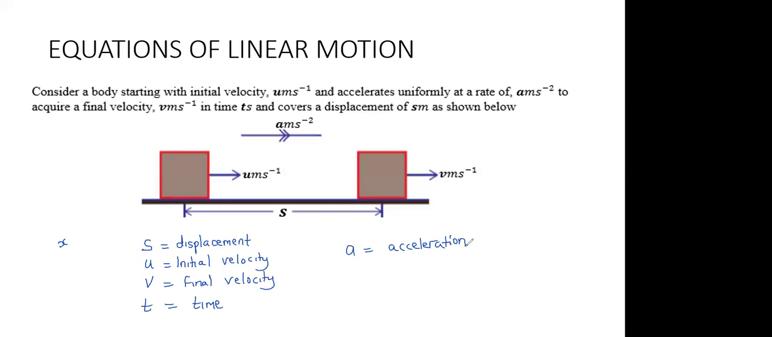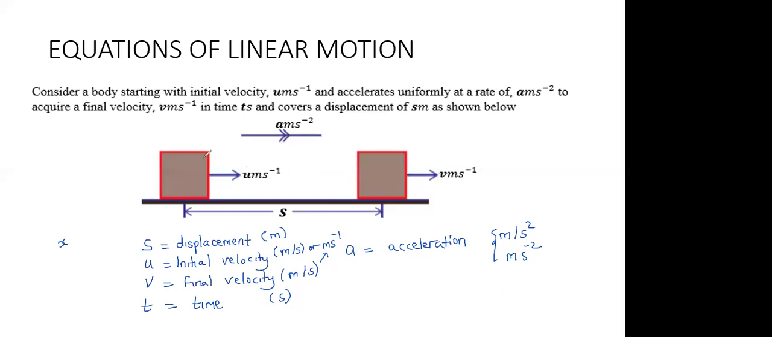And when we are dealing with equations of linear motion, always we are going to ensure that all the variables we are dealing with are written in their standard units. So when you are dealing with displacement, displacement is distance, and therefore we shall always deal in meters. Velocity, we know that we deal with meters per second. And then the final velocity still is meters per second. And then time is given in seconds, and then acceleration is given in meters per second squared. So those are the things we are going to use.